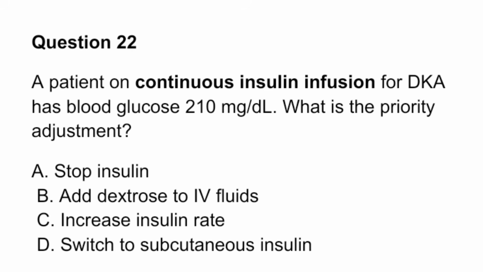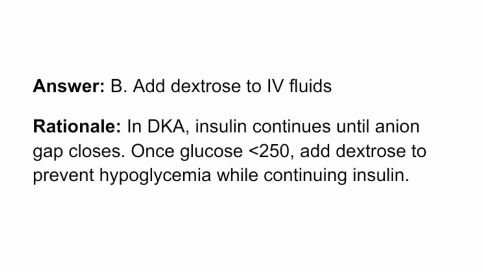Question 24. A patient on continuous insulin infusion for DKA has blood glucose 210 milligrams per deciliter. What is the priority adjustment? A. Stop insulin. B. Add dextrose to IV fluids. C. Increase insulin rate. D. Switch to subcutaneous insulin. Answer: B. Add dextrose to IV fluids. Rationale: in DKA, insulin continues until anion gap closes. Once glucose is less than 250, add dextrose to prevent hypoglycemia while continuing insulin.